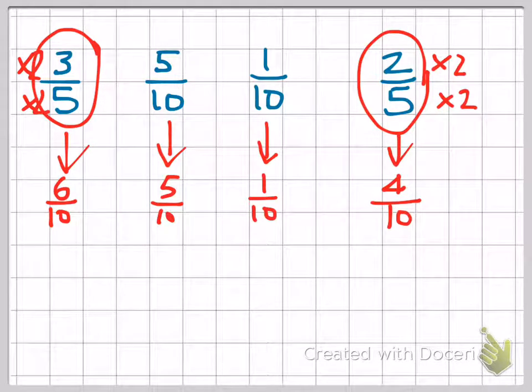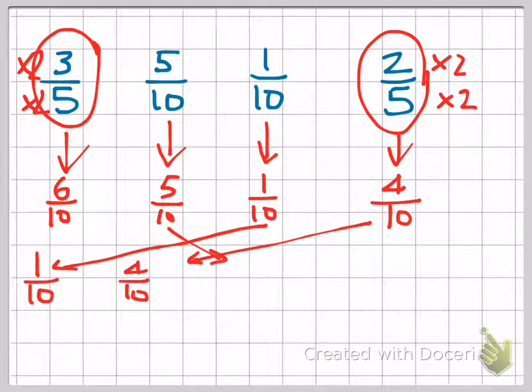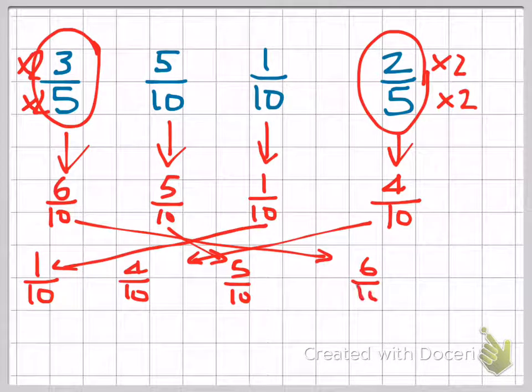Now putting them in order, because the denominators are the same, we just need to put the numerators in order. Here we've got 1/10 as our smallest, then we go 4/10, 5/10, and 6/10. So the only job we have to do now is converting back any of them that weren't tenths in the first place.